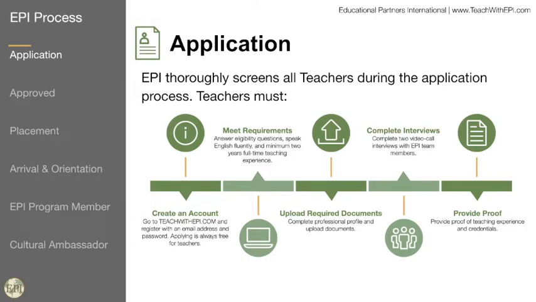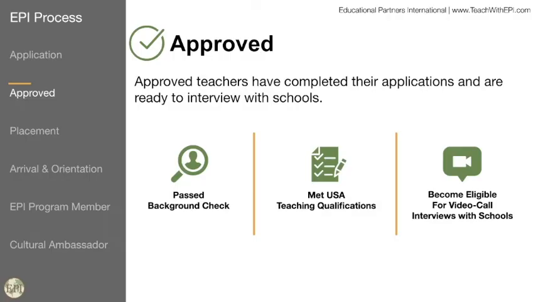EPI's application helps you collect the documents that you will need to apply for a visa, travel to the United States, and obtain a teaching license. You will also have 2 online interviews with EPI team members. The team will ask you questions about your teaching experience, classroom management, and lesson planning, as well as other topics that prove your eligibility and qualifications. After the interviews, you will be asked to provide proof of employment and credentials.